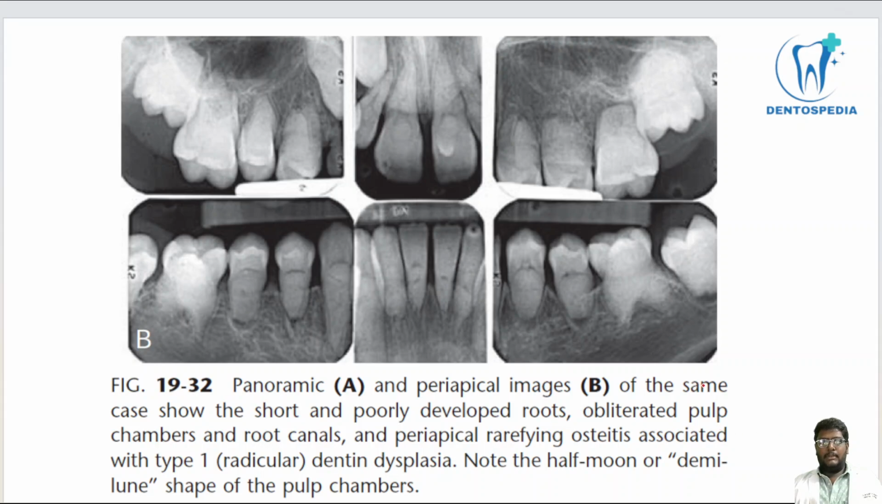And also there is an appearance called shell teeth appearance, which will be seen in this kind of dentinogenesis imperfecta. And also these crowns, these pulp chambers, are called thistle tube shaped pulp chambers.